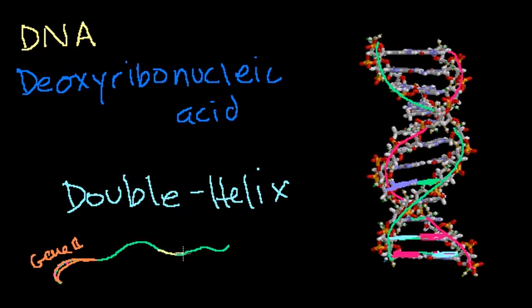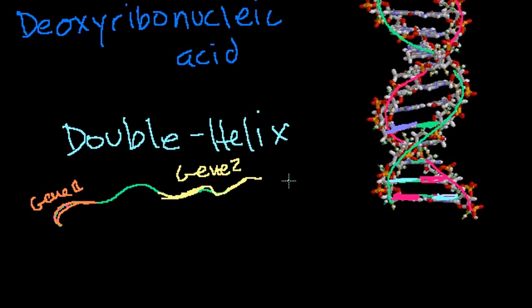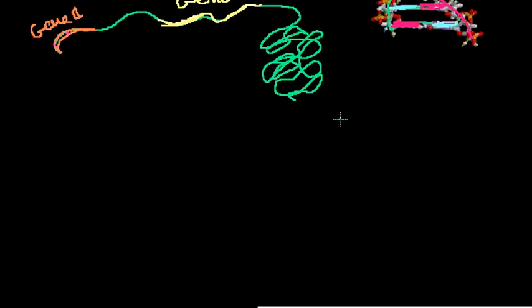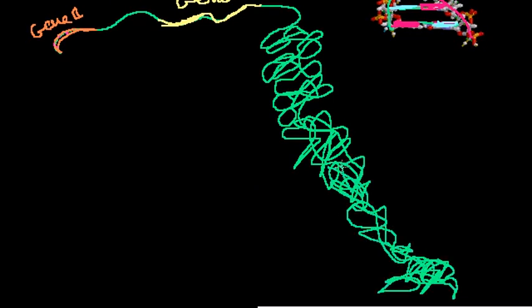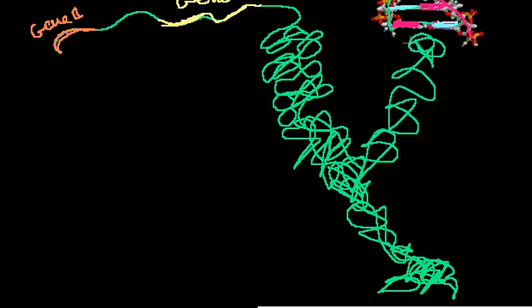But then maybe they'll have another section here that codes for gene 2. Maybe gene 2 is a little bit longer. Maybe it's 1,000 base pairs. But then when you take all of these, it winds in on itself like this and does all sorts of crazy things. Remember, it completely bundles itself up, and then it looks something like that. Then you get a chromosome.